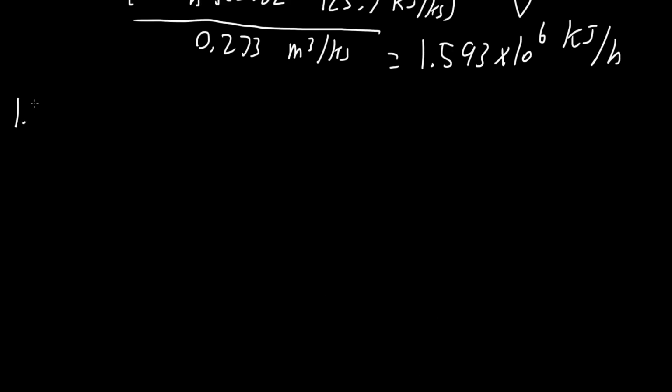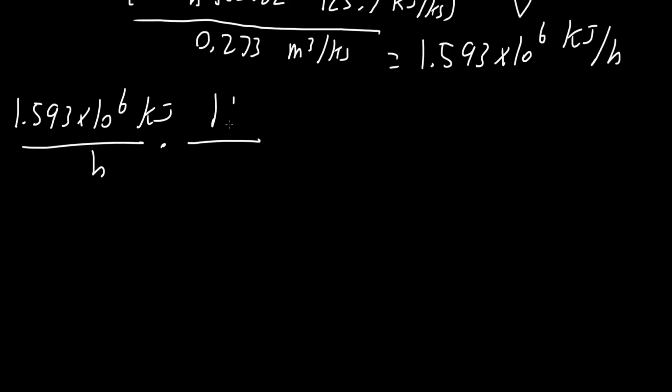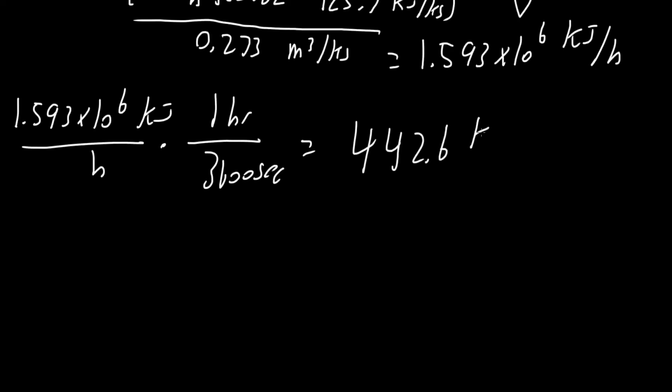So we know that 1.593 times 10 to the 6 kilojoules per hour is what we have. And we know that 1 hour is 3,600 seconds. And so we would get 442.6 kilojoules per second. And kilojoules per second is equal to kilowatts. So 442.6 kilowatts.